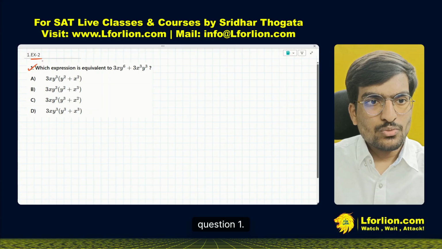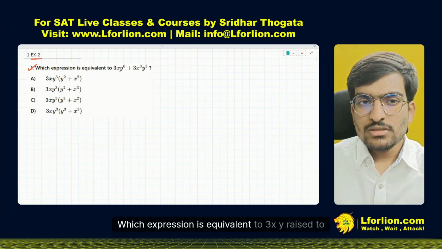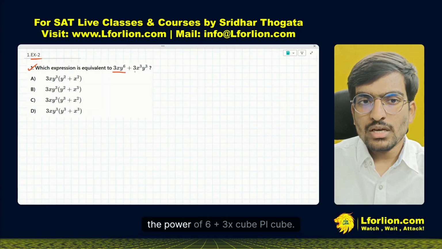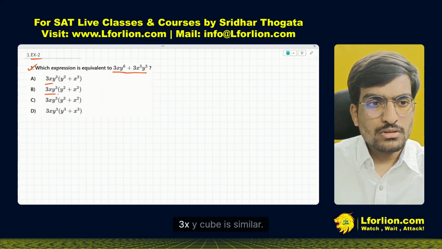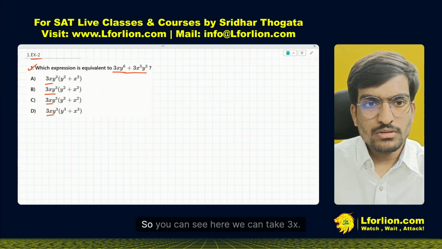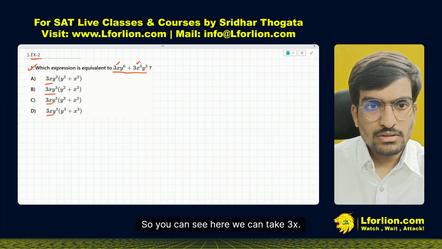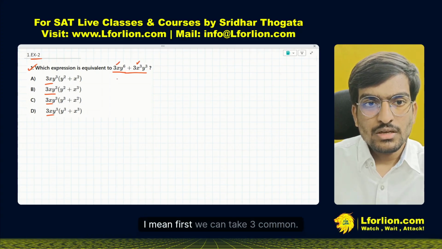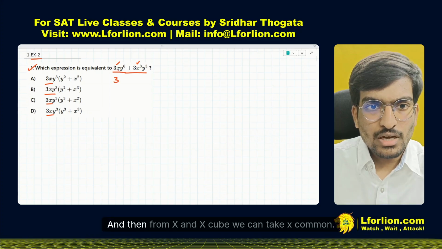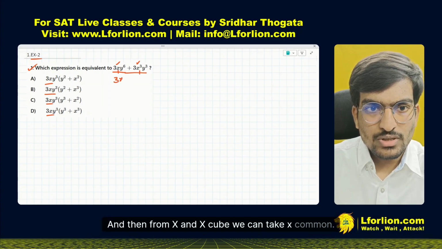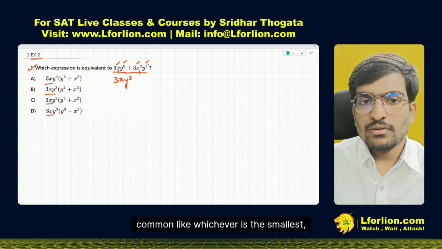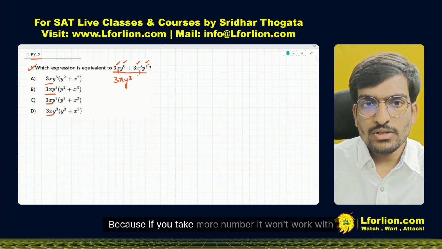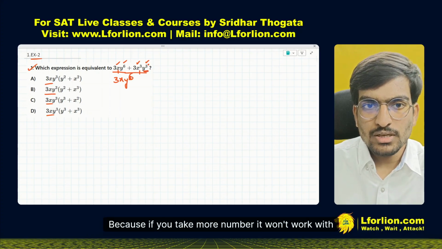Exercise 2, question 1. Which expression is equivalent to 3x y raised to the power of 6 plus 3x cube y cube? Here in the options, 3x y cube is similar. So first we can take 3 common, and then from x and x cube we can take x common, and then from y power 6 and y cube we can take y cube common. Whichever is the smallest power, we have to take that common, because if you take a larger one it won't work with the lesser one.